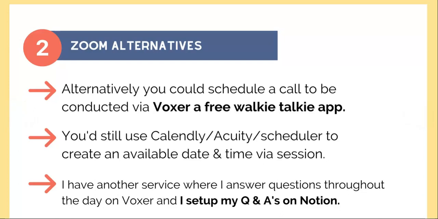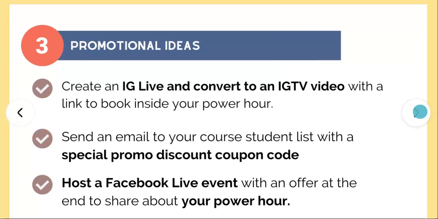A few things I want to mention about Zoom is that there are plenty of other alternatives out there. If you don't like hopping on Zoom, you can also check out Voxer, which is a free walkie-talkie app. You can still use Calendly, Acuity, or some other scheduler to create available dates and times via your session. And I also have another service where I actually have a full day available via Voxer, and I set up some specific Q&As on a setup page on Notion so that people are able to answer all of their questions via this page once they book.